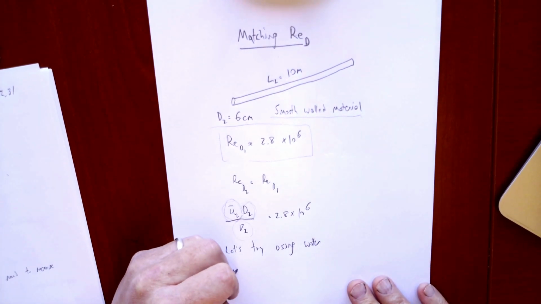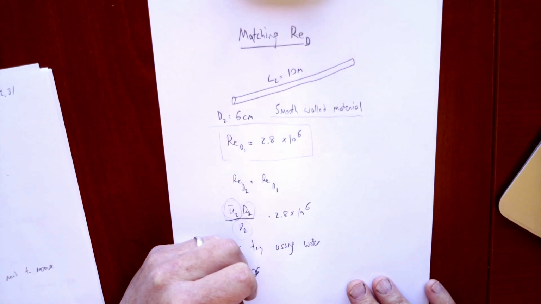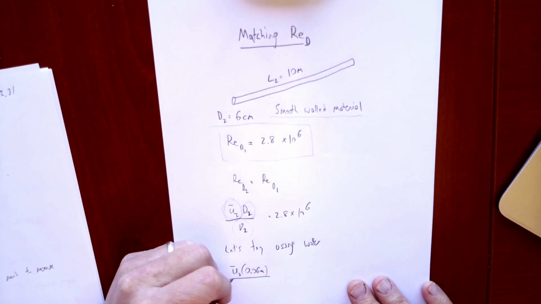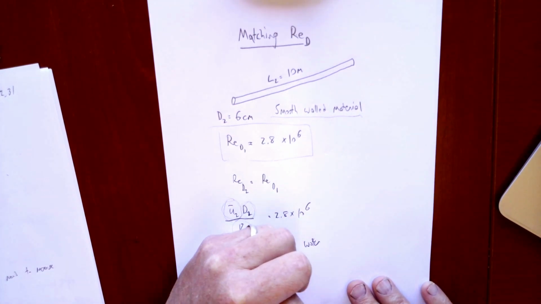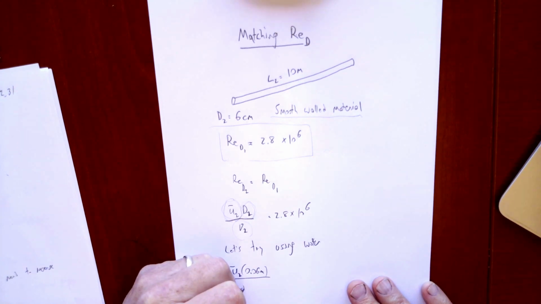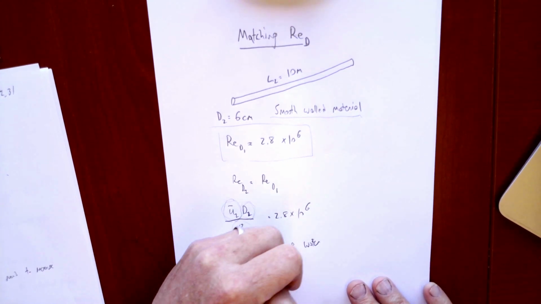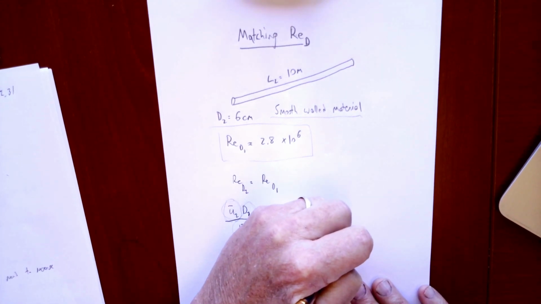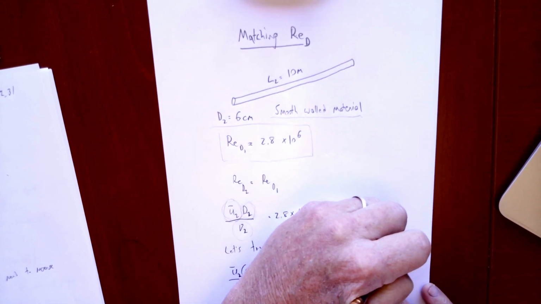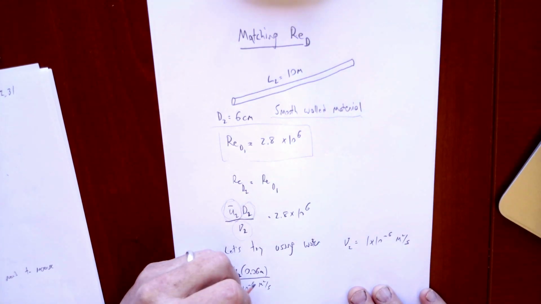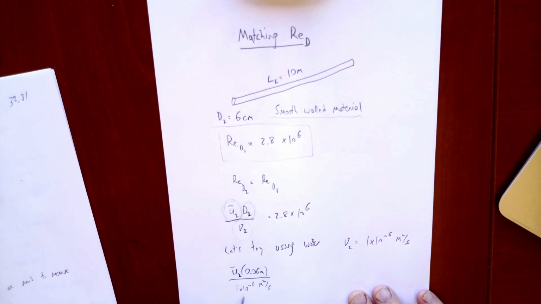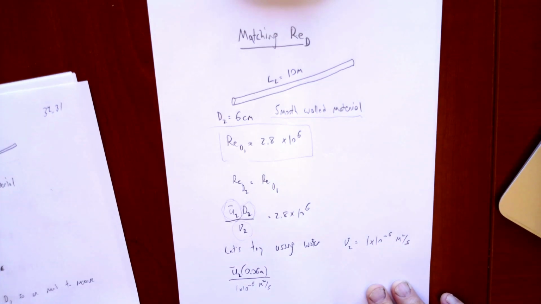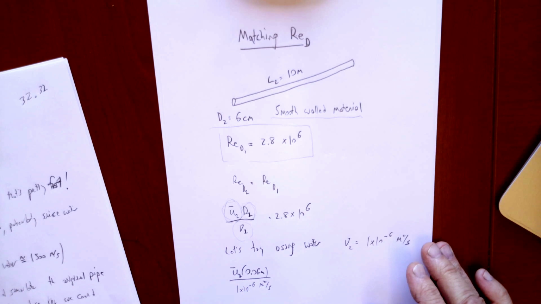And so if we use water, we'd have U2 times 0.06 meters, because that's the diameter of our new pipe. We don't know the velocity yet. But nu2 is then going to be equal to 1 times 10 to the minus 6 meters squared per second for water. All right, so that's my new idea. Because this is much smaller than 1.5 times 10 to the fifth, that's going to cause an increase in my Reynolds number.